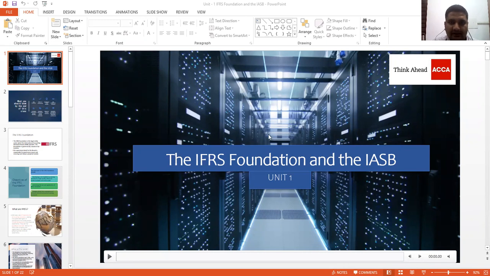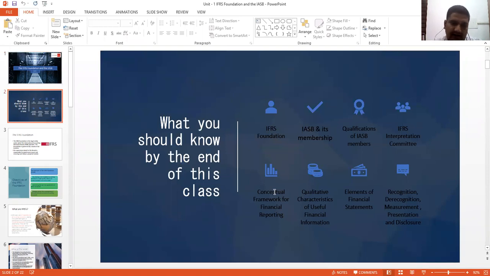So today we are going to discuss some information regarding the IFRS Foundation and IASB, Unit 1. Here we can see what you should know by the end of this class: the IFRS Foundation, IASB and its membership, qualification of IASB members, IFRS interpretations and committees. We are also dealing with the conceptual framework for financial reporting, qualitative characteristics of useful financial information, elements of financial statements, recognition and measurement, and presentation and disclosure. These are the topics we are going to discuss in this class.